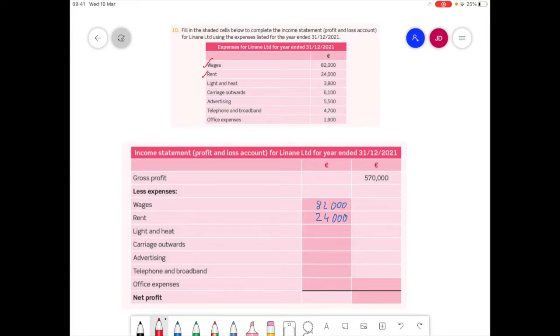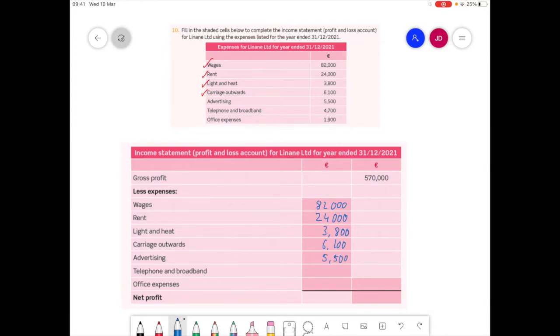Light and heat is also an expense. That's next up at 3,800, so I'm going to pop that in here as well. Now, we're very lucky in this question that the left-hand side in the description is filled out for us, but that's not always the case. Carriage outwards is also an expense, so that's going to be 6,100. Okay, and again, I'll tick that off here as well. Next up I have my advertising of 5,500, so I'm going to pop that in here as well.